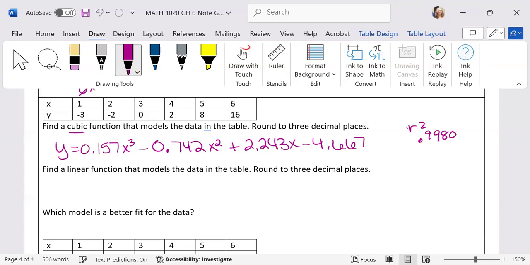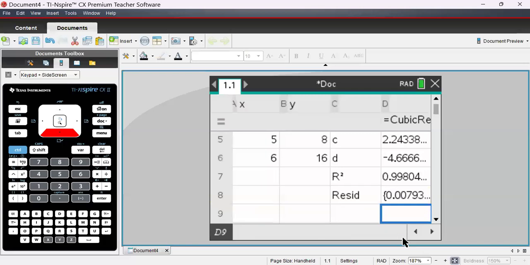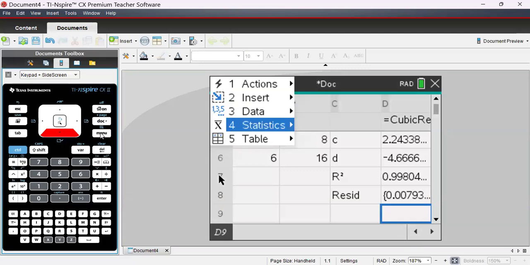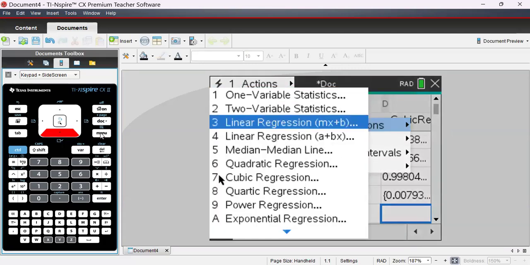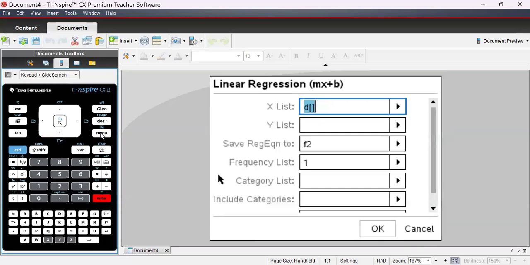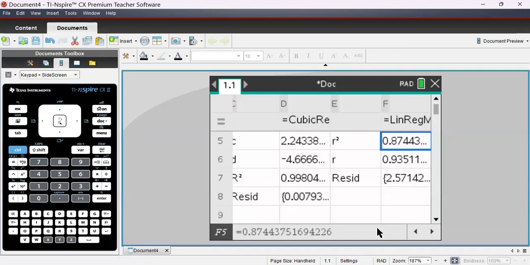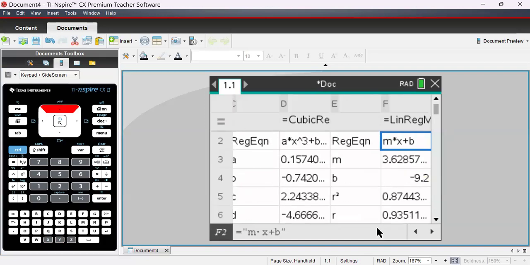Let's go back to the calculator. They also want a linear function for this. I would just get in a cell that doesn't have anything in it and then find the regression line. And again, for linear, we always use the first one. Let's see. M is 3.629, B is minus 9.2. The R squared is 8744.